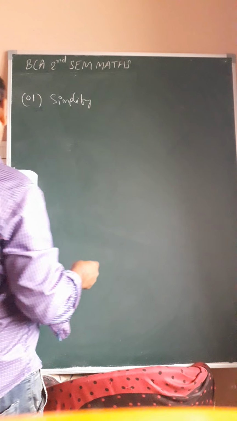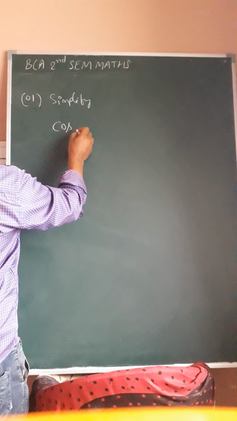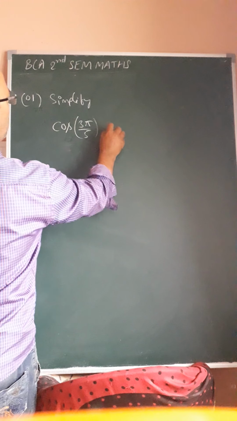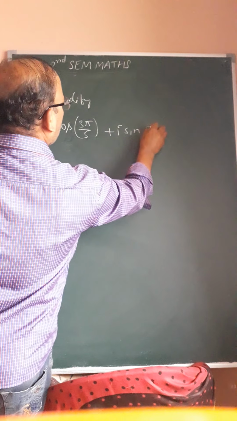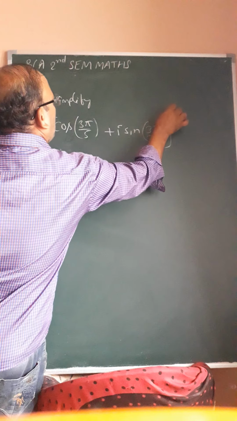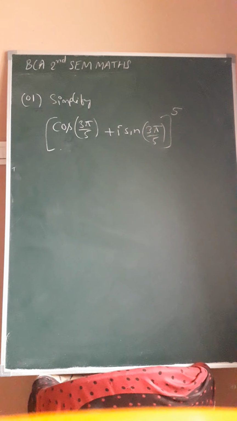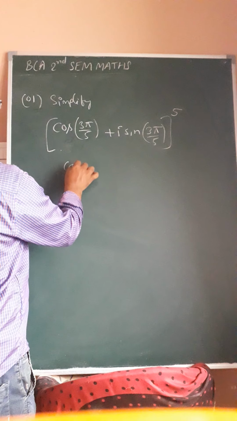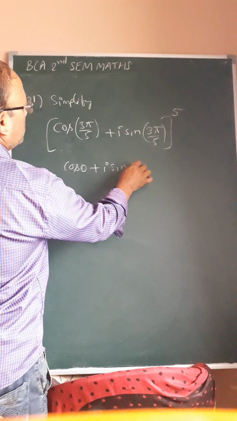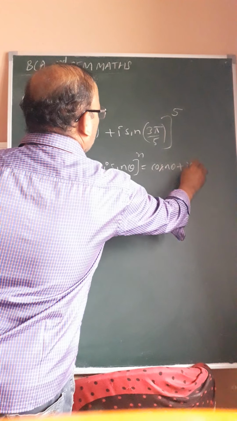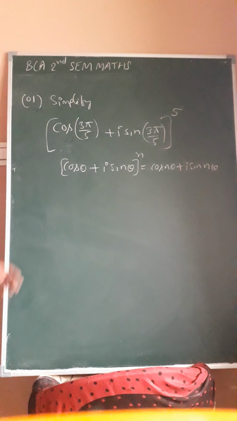Simplify cos of 3 pi by 5 plus i sin of 3 pi by 5, whole to the power of 5. So it is in the form of cos theta plus i sin theta whole to the power of n. It is cos n theta plus i sin n theta. So use these results.